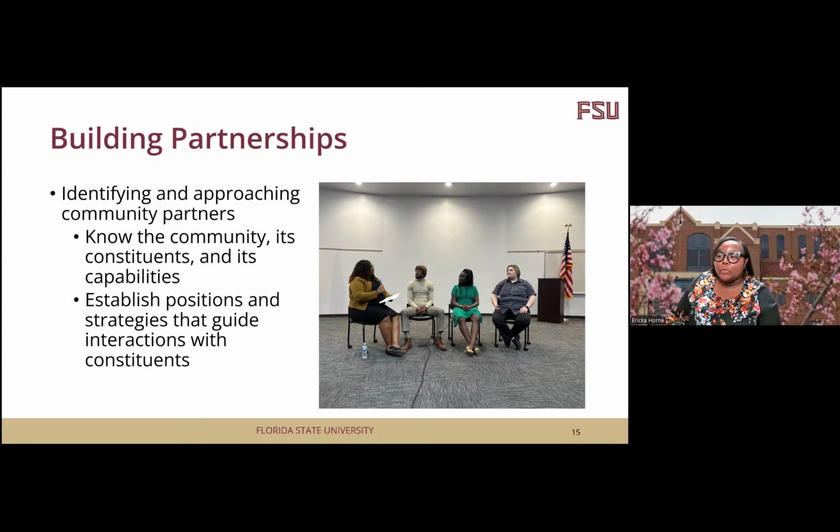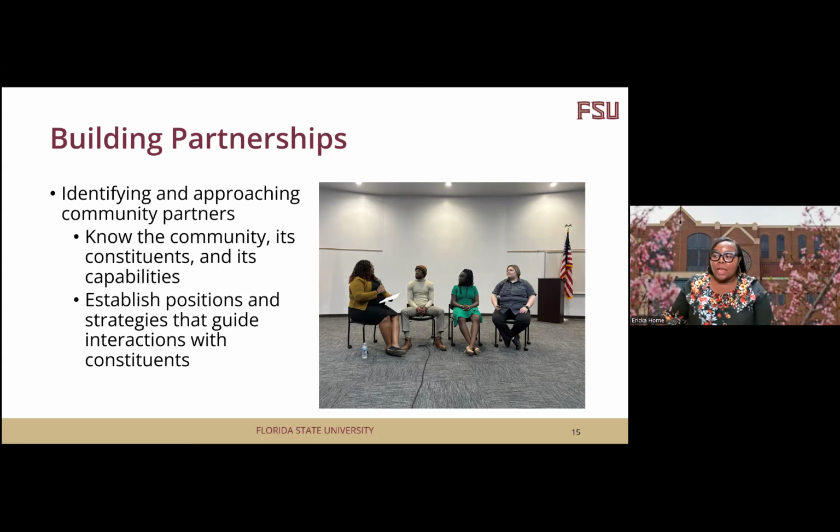So, what is your position? It's articulating your core values. It's stating your organization's mission, vision, and values to guide the interaction. So, you first, before you can even approach them, you must know what your values are. You must clearly state what they are so that when you do approach these community partners, you're able to say what you do, why you do, and how you do it.